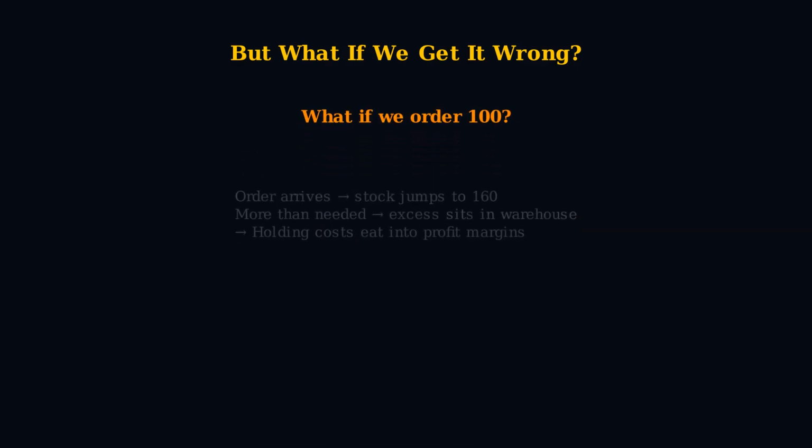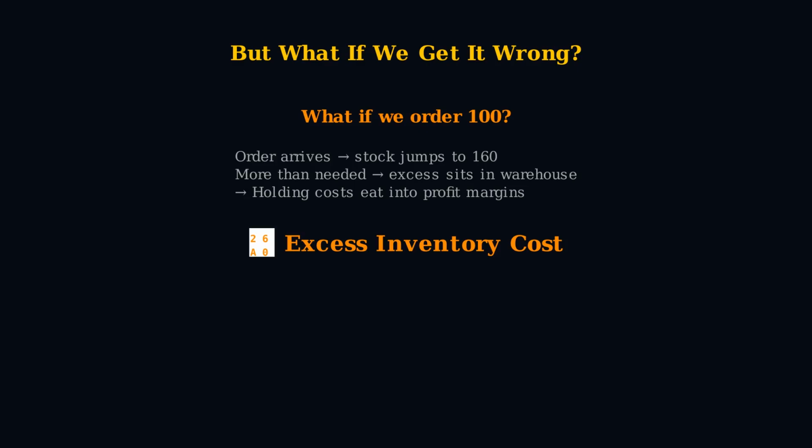Second, what if we overorder, say 100 units? The stock arrives and inventory jumps to 160. That's 40 units more than we need, just sitting in the warehouse. Holding costs eat into profit margins. Capital tied up in excess inventory is capital not earning returns elsewhere.